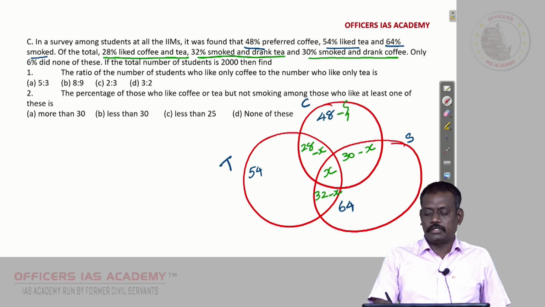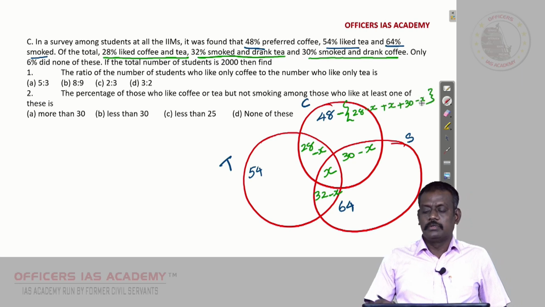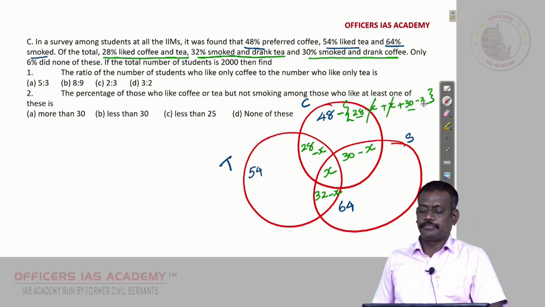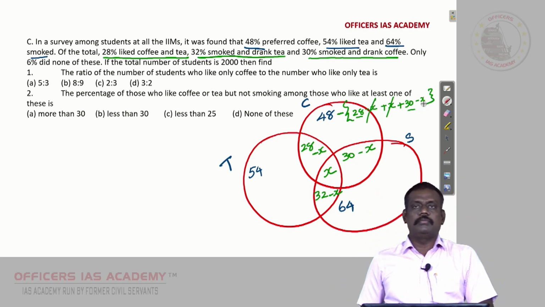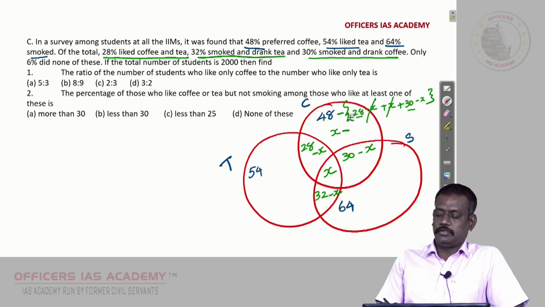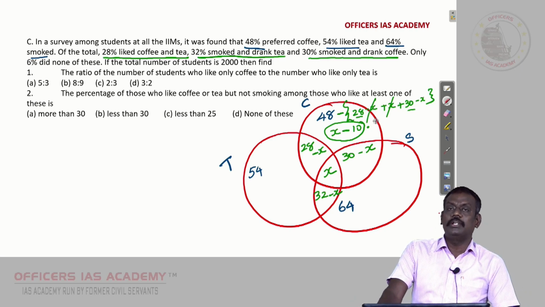Now the persons who drank only coffee will be 48 minus 28 minus x plus x plus 30 minus x. Now this minus x and plus x get cancelled, so you will get 28 and 30. So 28 plus 30 will be 58, and minus into minus is plus, so you will get plus x and 58 minus 48, which will be 10. So x minus 10 will be the number of persons who drank only coffee.